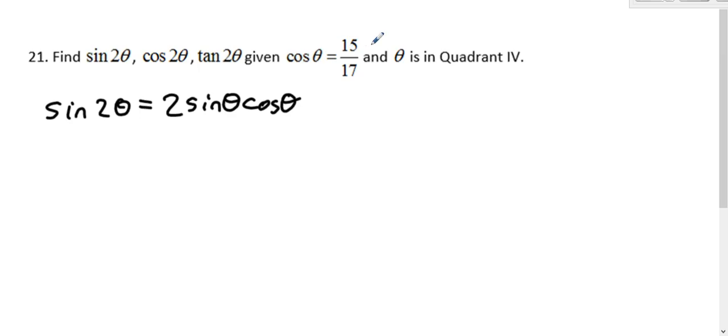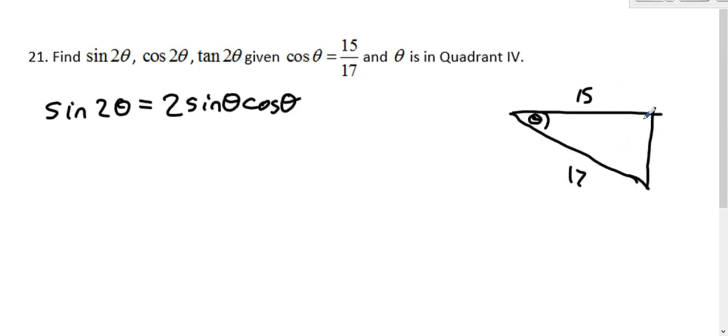So we know cosine theta is 15 over 17. We need to find out what sine theta is, so we can plug it into the formula. Since we're in quadrant 4, I'm going to draw a triangle that looks like it's in quadrant 4. And this would be our angle, our theta. Cosine's 15 over 17, so the adjacent is 15, hypotenuse is 17. We need to find out what the opposite side is.